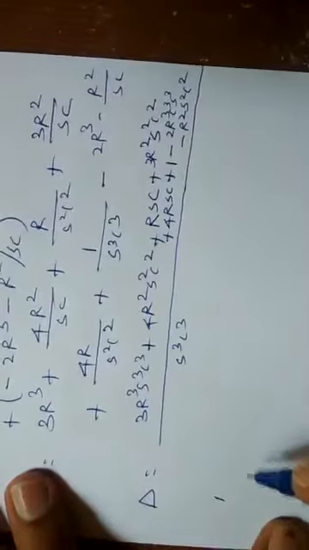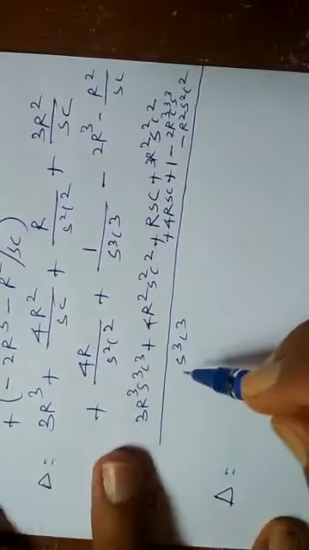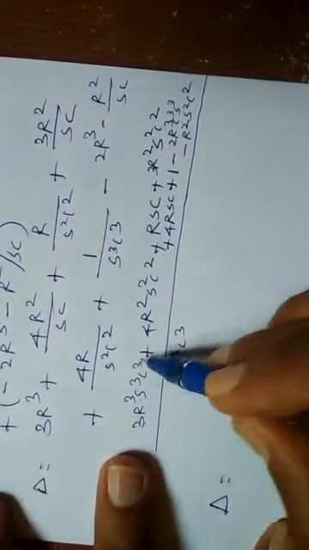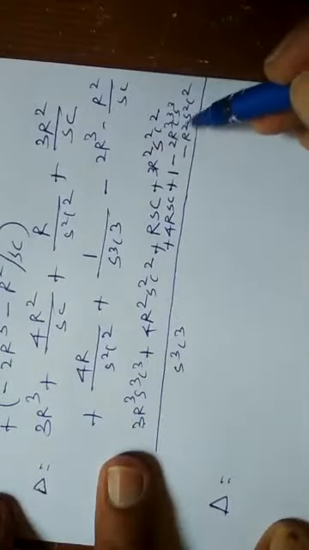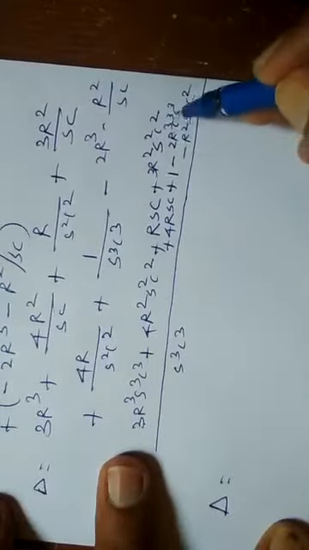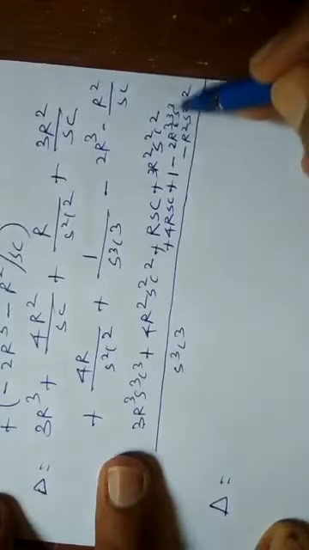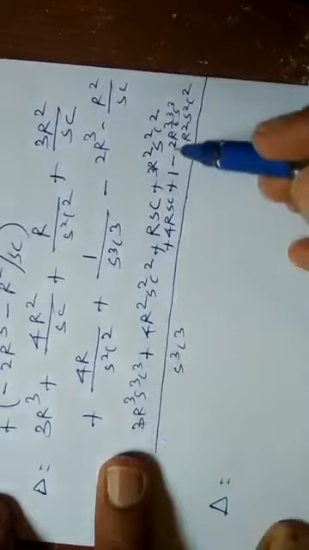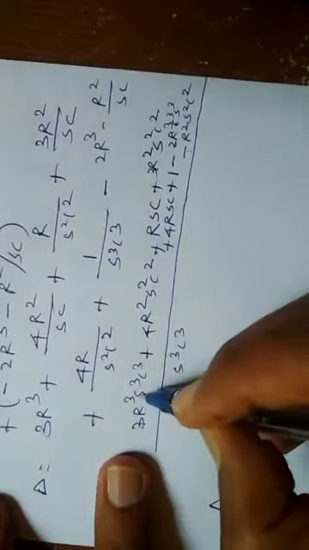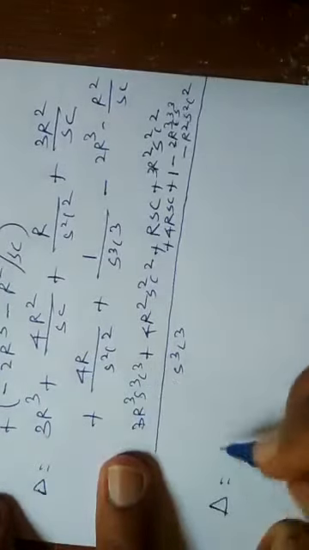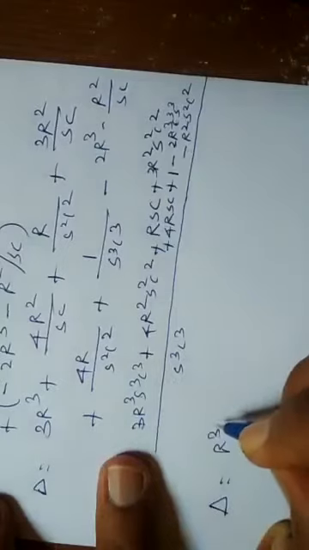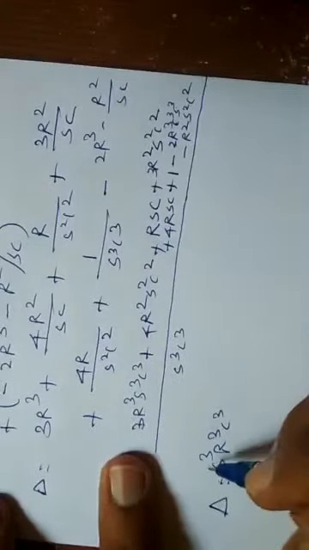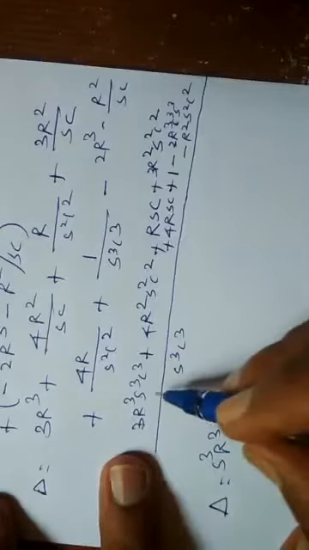And next, the new del equation becomes, we'll be having 3r cube s cube c cube. Here 2r cube s cube c cube. So both the terms are having r cube s cube c cube. Here it is 3, here it is 2. So if you subtract, 3 minus 2 means the remaining will be only r cube c cube s cube. We can write it in order: s cube, r cube, c cube.